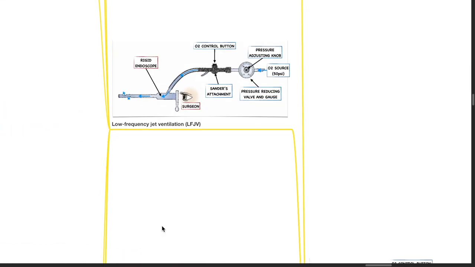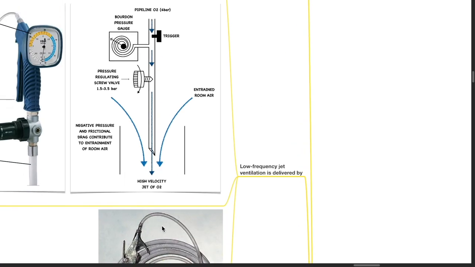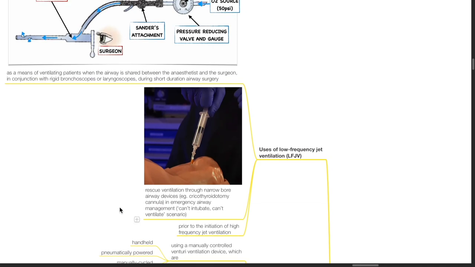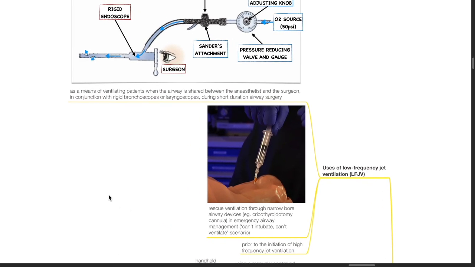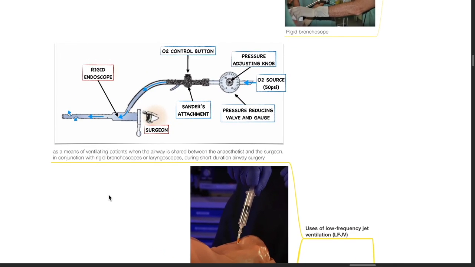Low frequency jet ventilation. Low-frequency jet ventilation is used as a means of ventilating patients when the airway is shared between the anesthetist and the surgeon in conjunction with rigid bronchoscopes or laryngoscopes during short-duration airway surgery.